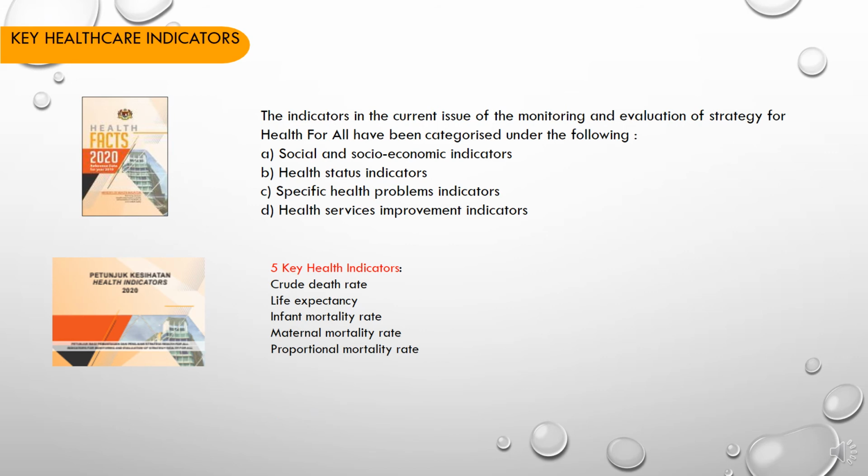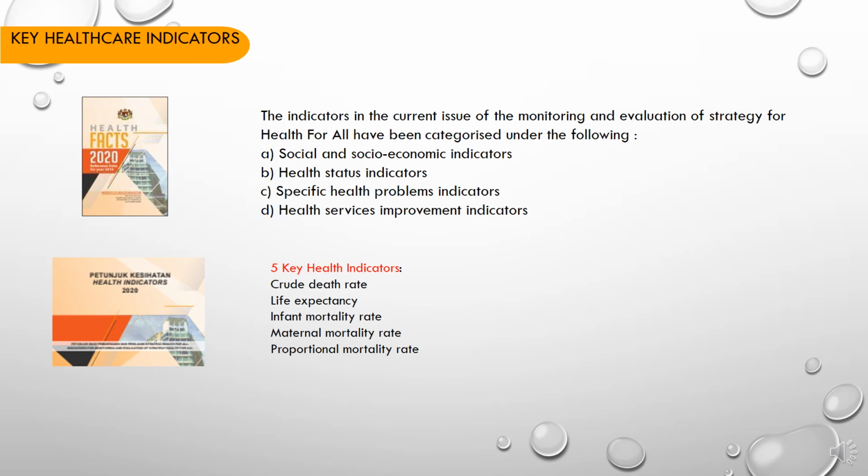The key healthcare indicators in the current issue of the monitoring and evaluation of strategy for health for all have been categorized under the following four indicators: social and socioeconomic indicators, health status indicators, specific problems indicators, health services improvement indicators. These indicators are found in the Health Facts 2020.